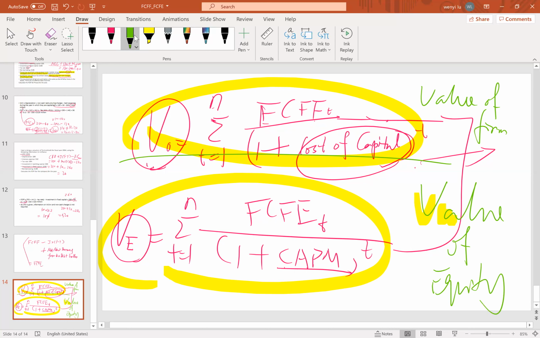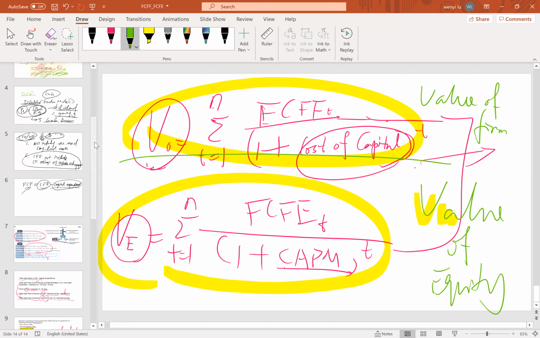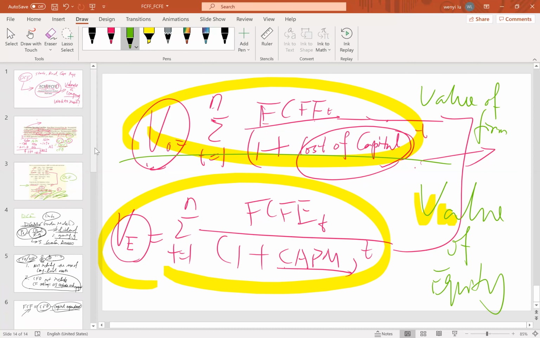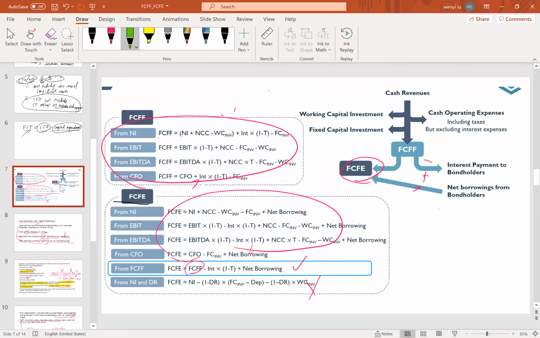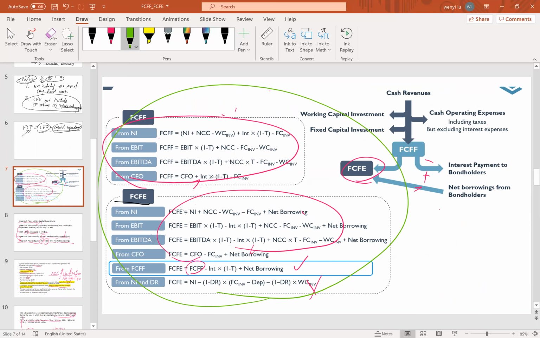So please take some notes for these two models. It is very, very important. We will apply these models to evaluate our company, on the blackboard, to say what's the fair price and the value of this company. We use these two models. So that's for today's class.